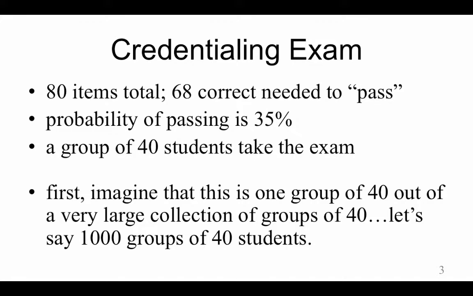Now, contextually, one way to think about this would be as a credentialing exam. On an exam, there are 80 items total. 68 are required to be correct in order to pass the exam. And the probability of a student passing the exam is 35%. A group of 40 students takes the exam.